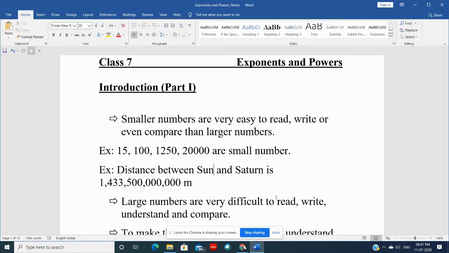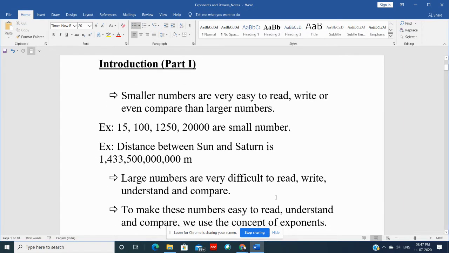easy. But what if someone gives you numbers like this? The distance between Sun and Saturn is this much. Now, looking at this number, the first thing that comes in your mind is OMG, right? Because this number is such a big number, such a large number, that it becomes very difficult to read, write, even understand sometime, or even compare, right?